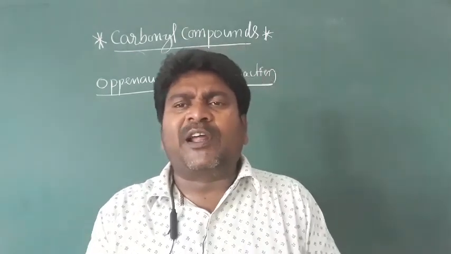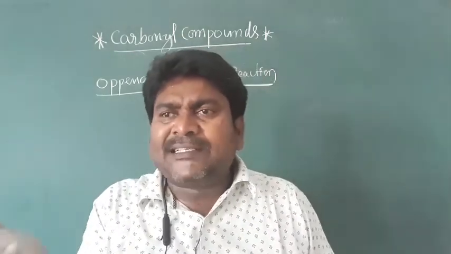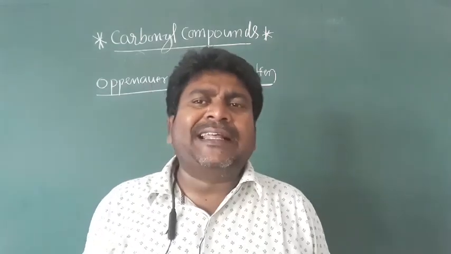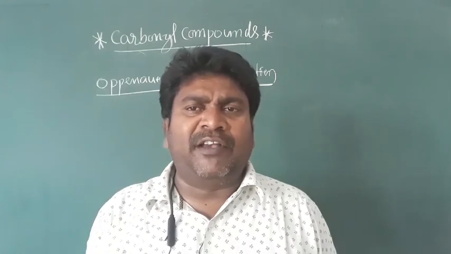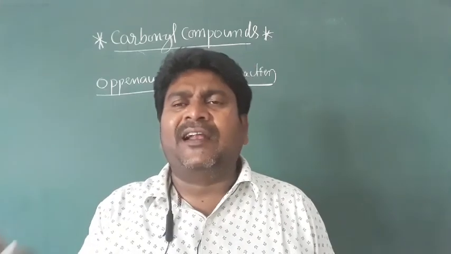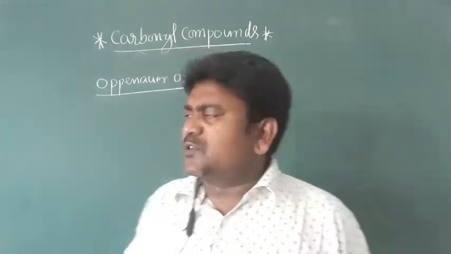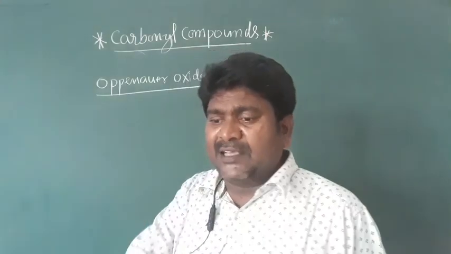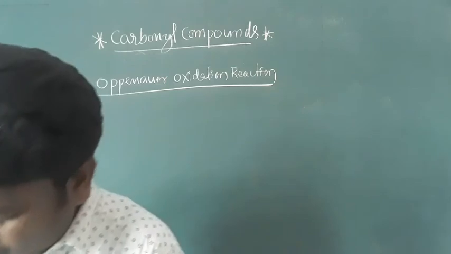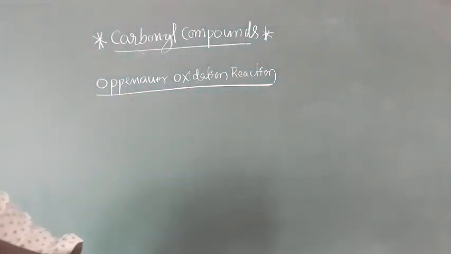If a compound contains two oxidizable centers, only one center undergoes oxidation and the other is not affected. This process is called Oppenauer oxidation. I'll give one example, then you can understand this one. Now see here.